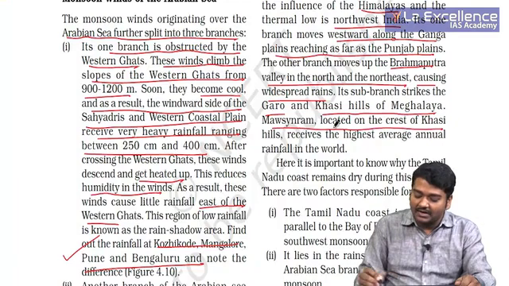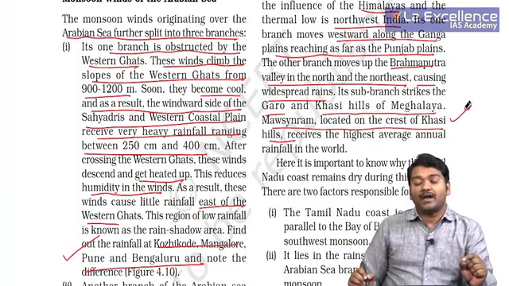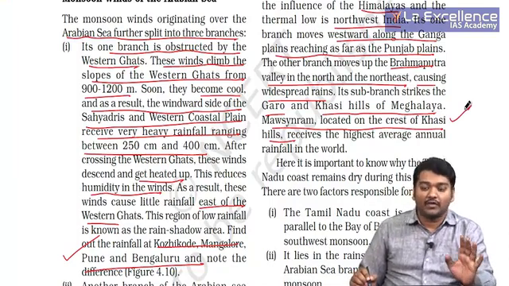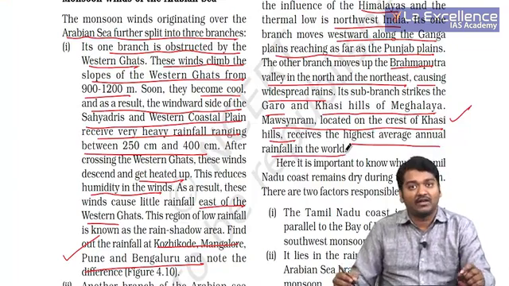Mawsynram, located at the crest of the Khasi hills. Usually UPSC asks you, Mawsynram is present just below which of the following mountains? It receives the highest average annual rainfall in the world.